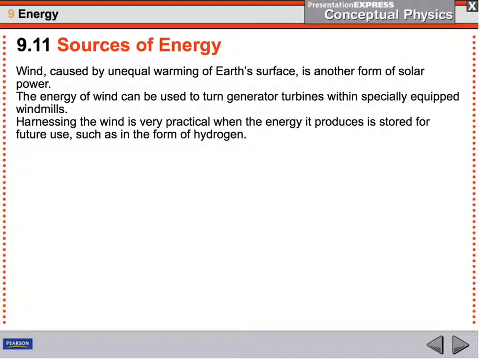Wind caused by unequal warming of Earth's surface is another form of solar power. The energy of the wind can be used to turn generator turbines within specially equipped windmills. Harnessing the wind is very practical, and the energy it produces can be stored for future use, such as in the form of hydrogen.